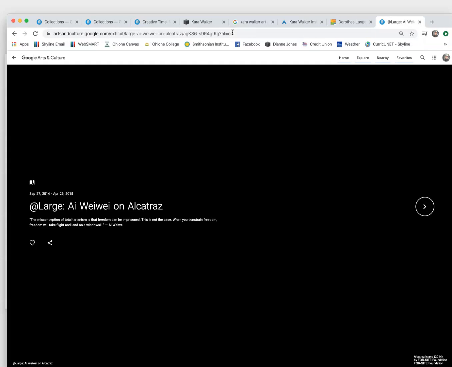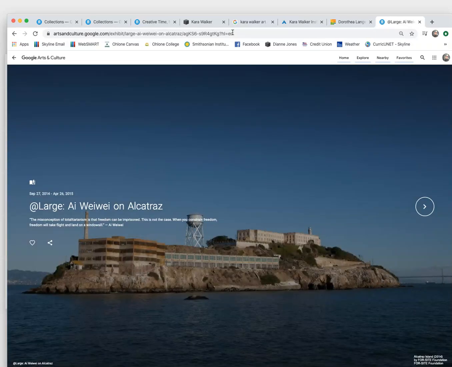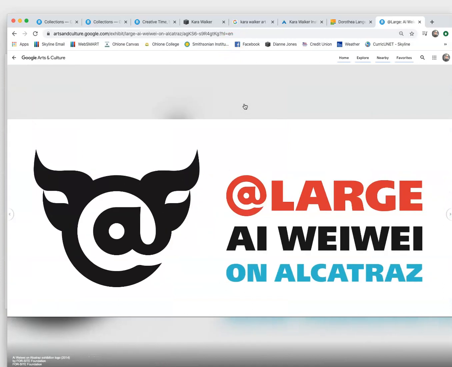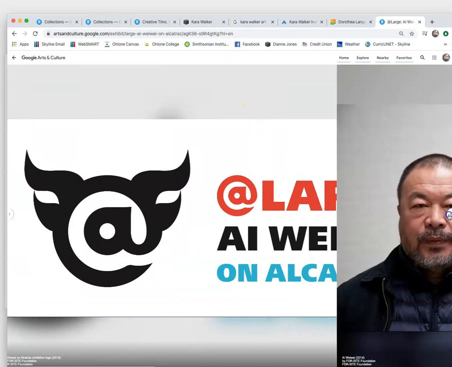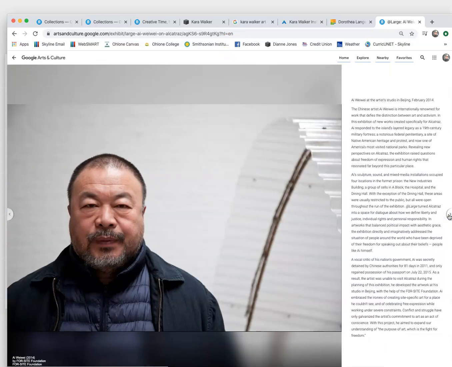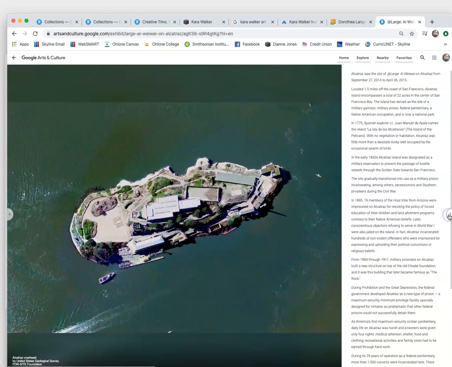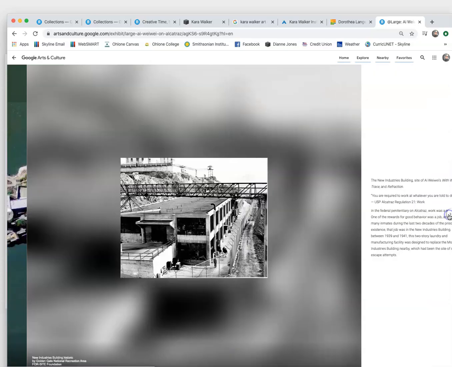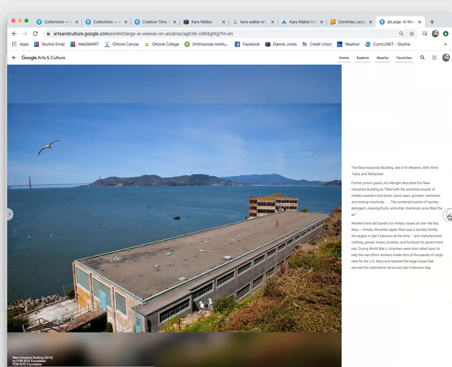Let's see if we got the right one. So yes, we did. So Ai Weiwei is a really interesting artist from China. I mean, there's so many artists that I didn't get a chance to introduce you to. And he did this project, and so this is what Google Arts put together to go through what he did. The exhibition was quite a few years ago, so I think it went down in 2015. But you can still learn about his process.